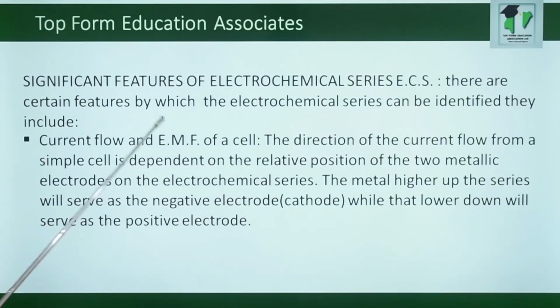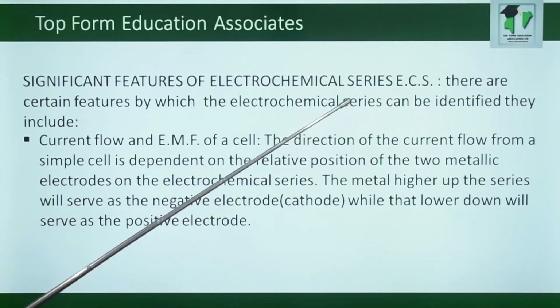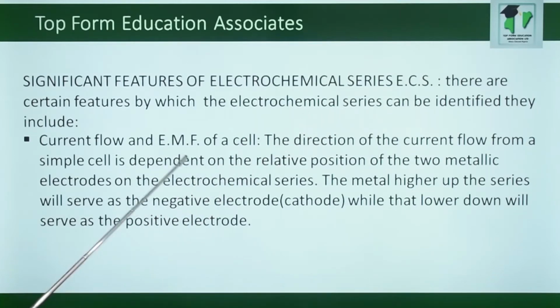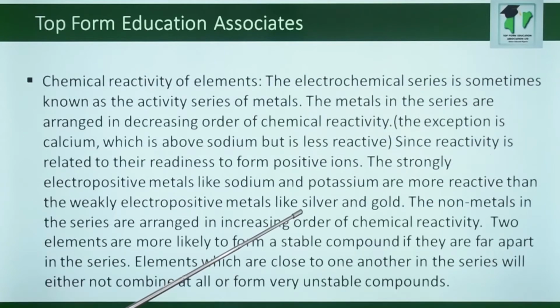There are certain features by which the electrochemical series can be identified, and they include current flow and EMF of a cell. The direction of the current flow from a simple cell is dependent on the relative position of the two metallic electrodes on the electrochemical series. The metal higher up the series will serve as a negative electrode, that is the cathode, while that lower down will serve as the positive electrode.